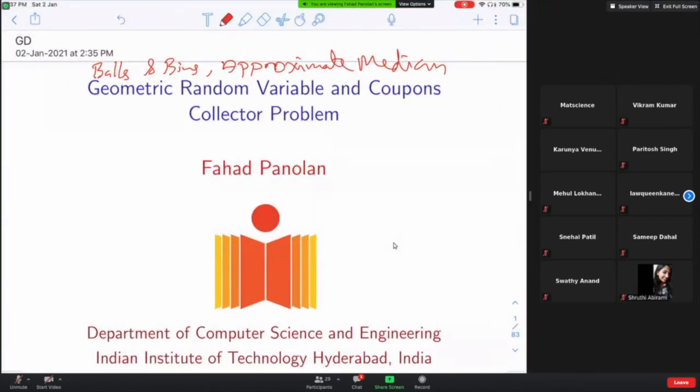In this lecture, we will start with balls and bins, and then see an application, which is approximate median, where we actually use the Chernoff bound, which you have seen in the morning session. And then we will move on to, if time permits, geometric random variables and the coupon collector's problem. So let's see how much we can go in 1 hour.